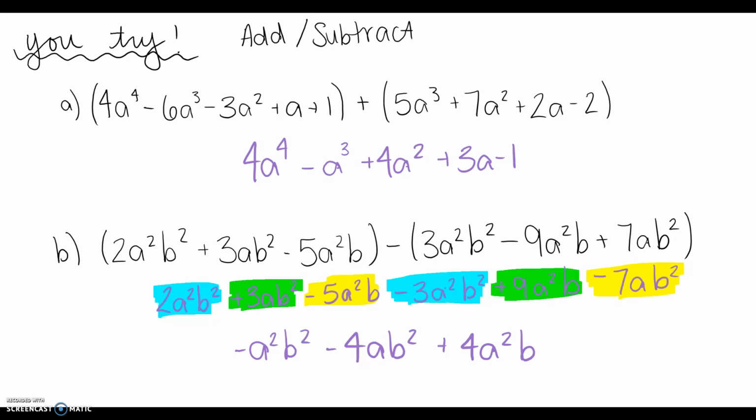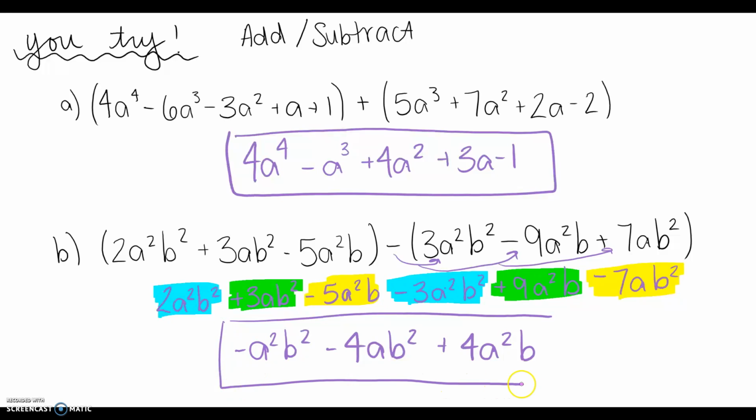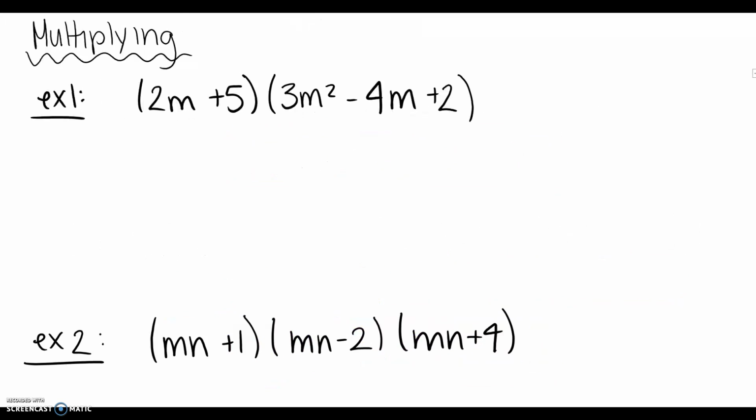When you're adding these two, you should end up with a polynomial 4a to the fourth minus a cubed plus 4a squared plus 3a minus 1. And then when you subtract, you need to distribute the negative, and this one's a little bit trickier because you don't just have regular coefficients, you also have a's and b's and they're both squared. So I highlighted to try to help you see what to combine. And when you finish combining, you should end up with negative a squared b squared minus 4ab squared plus 4a squared b. So now we're going to move on to multiplying.